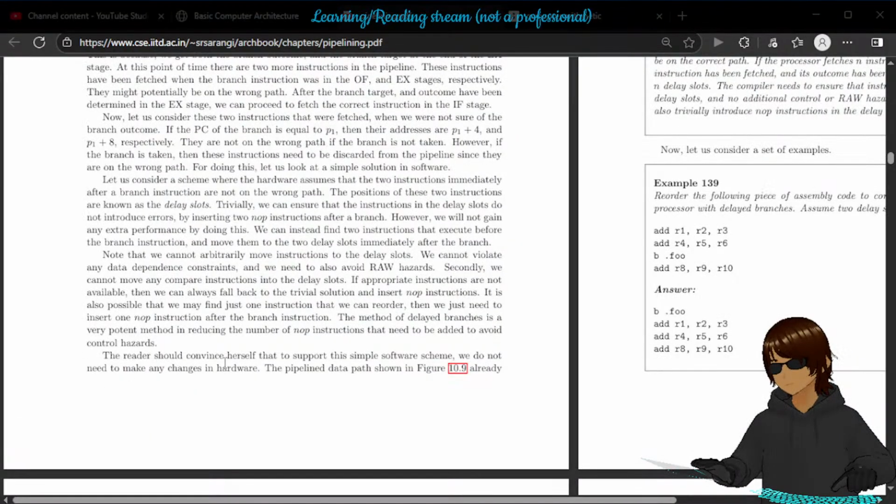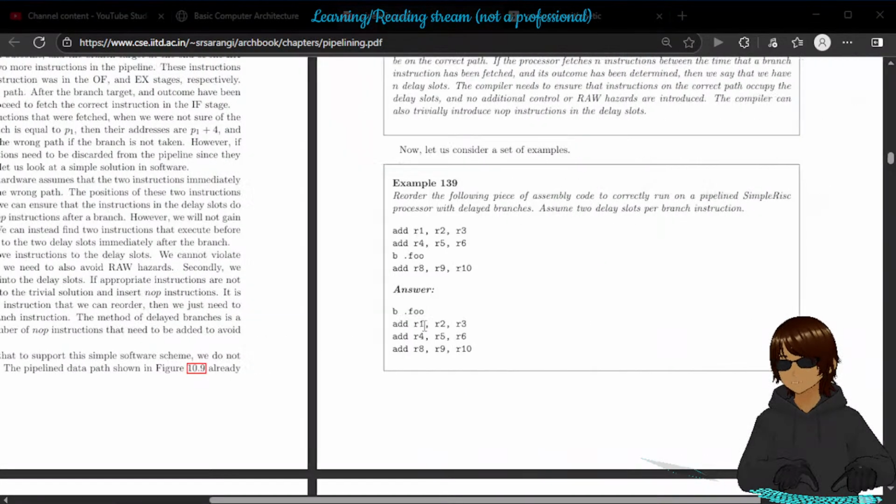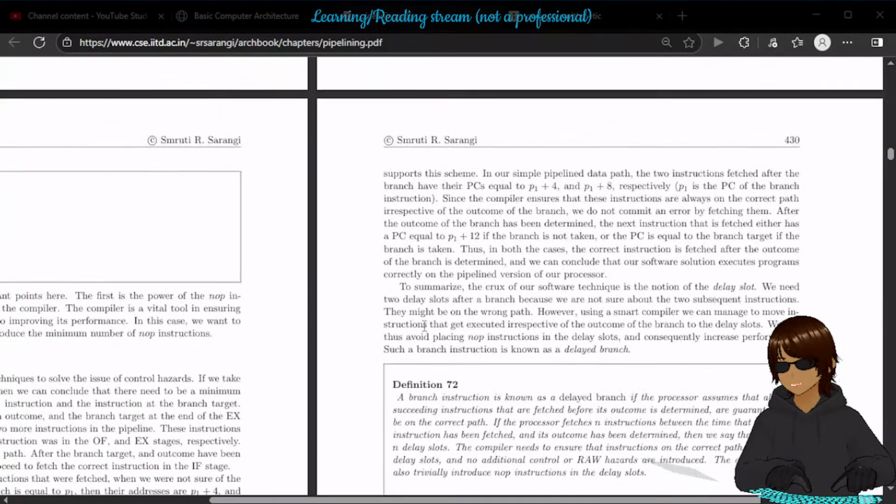The reader should convince herself that to support this simple software scheme, we do not need to make any changes in hardware. The pipeline data path shown in figure 10.9 already supports this scheme.